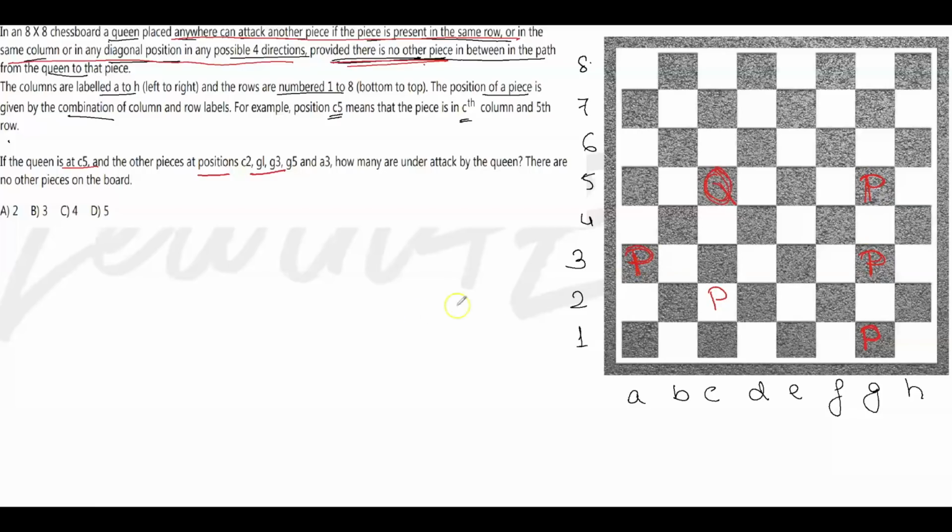Now I need to find out how many of these five pieces that I'm having here are under attack by the queen. Right? There are no other pieces on the board. So which pieces can the queen attack if they lie in the same row or the same column or the same diagonal? So let me mark the row, mark the column, and the diagonal. So these are the pieces the queen can attack. How many such pieces are there? I have one here, two here, three here, and the fourth here. So the answer for this question is option C, that is number 4.